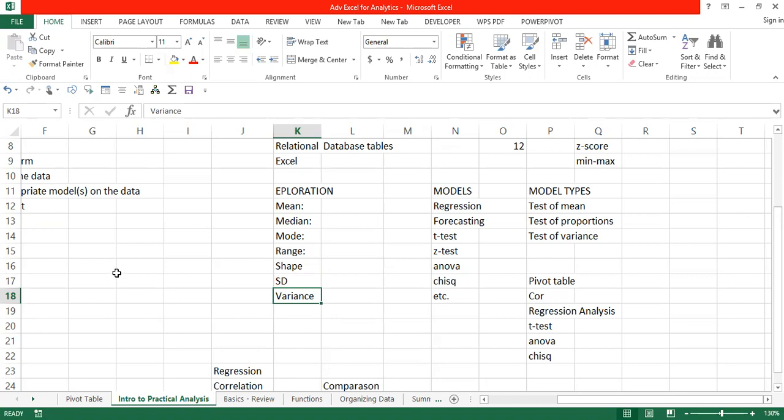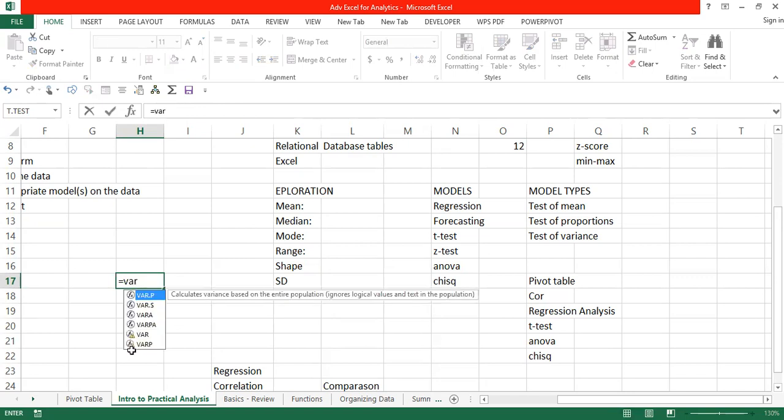Okay. In Excel, to do variance, just type equals VAR. Use the VAR function. And again, you can use VAR.P for population or VAR.S for sample. That's for variance.